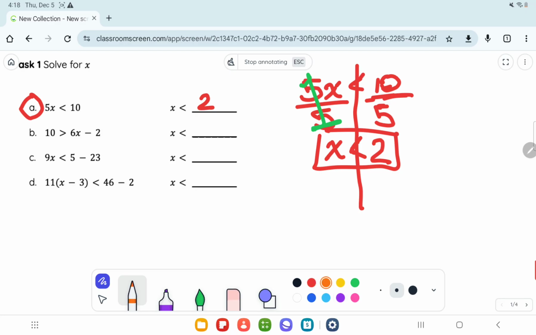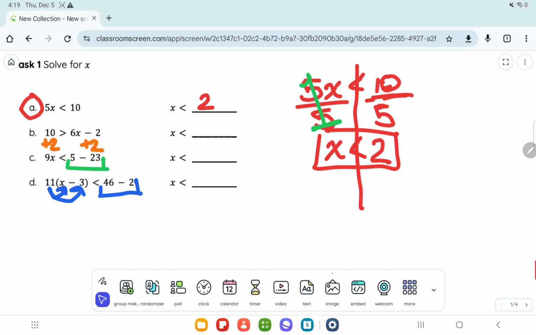My hints for the next ones are: for B, you are going to want to start by adding 2 to both sides of your inequality. For C, my hint to you would be to combine the like terms on the right-hand side of your inequality. And for D, my hint to you would be to distribute on the left-hand side of your inequality and combine like terms on the right-hand side of your inequality. So if you have any questions about B, C, or D, or would like me to check your work, just raise your hand and I will come to you.